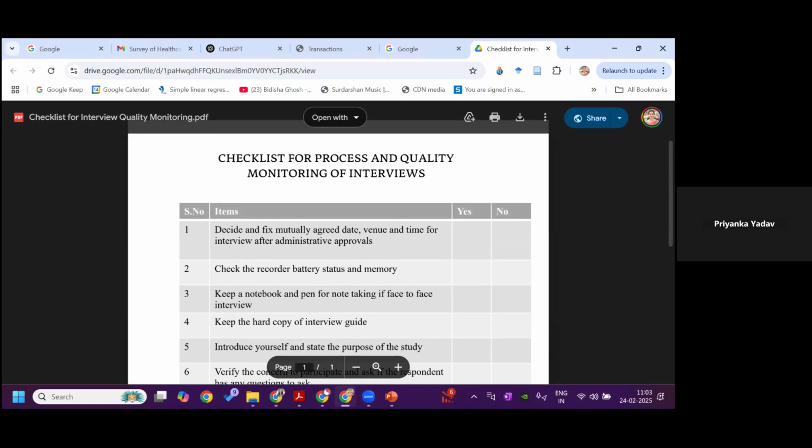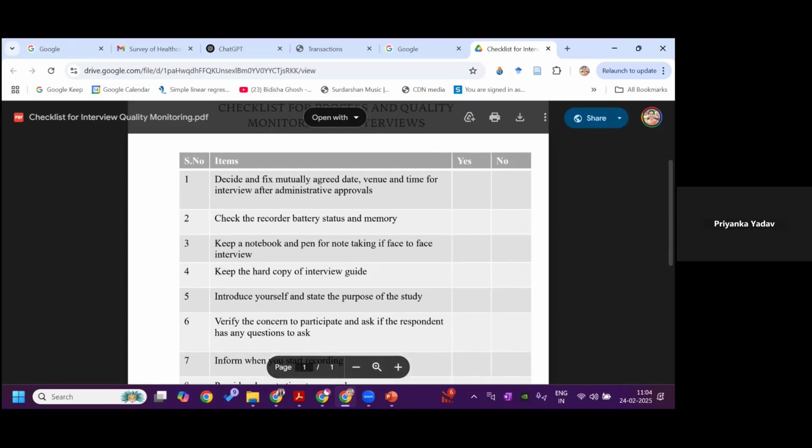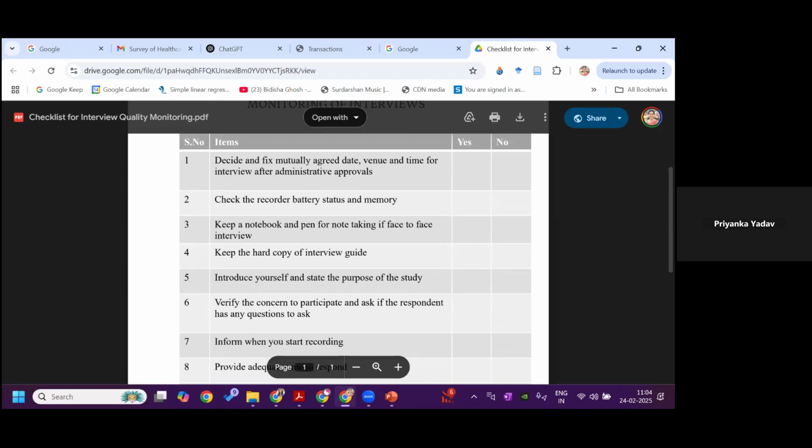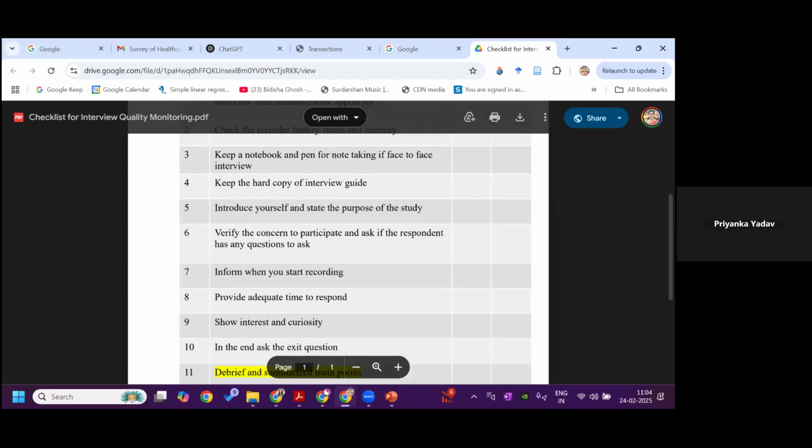Decide and fix mutually agreed date, venue, and time for interview after administrative approvals. Check the recorder battery status and memory. Keep a notebook and pen for note taking if face to face interview. Keep the hard copy of interview guide. Introduce yourself and state the purpose of the study. Verify the consent to participate and ask if the respondent has any questions to ask. Inform when you start recording.